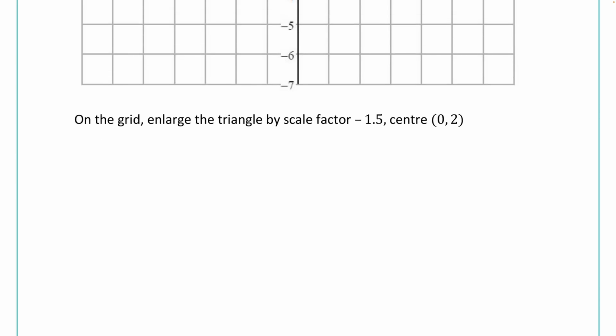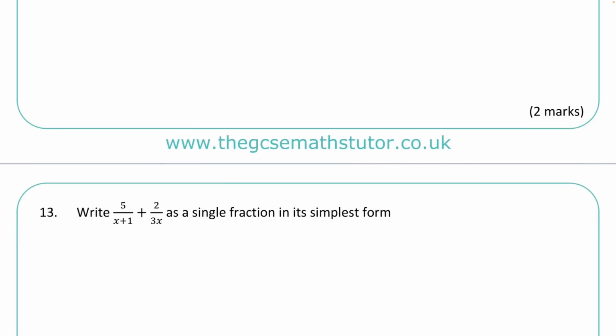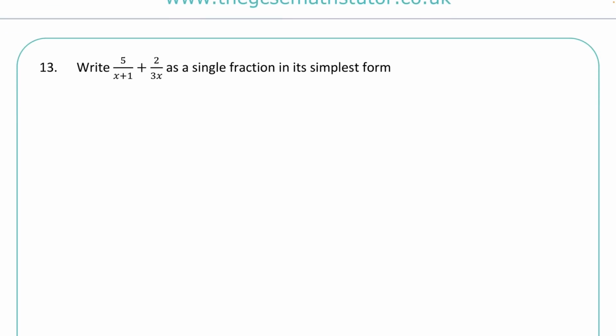And there we go. On to our next question. So we have an algebraic fraction here. It says write 5 over x plus 1 plus 2 over 3x as a single fraction in its simplest form. So in adding or subtracting any type of fraction, we need a common denominator. So here, if we have 5 over x plus 1, add 2 over 3x, we need to multiply the left side by 2x and the right side by x plus 1.